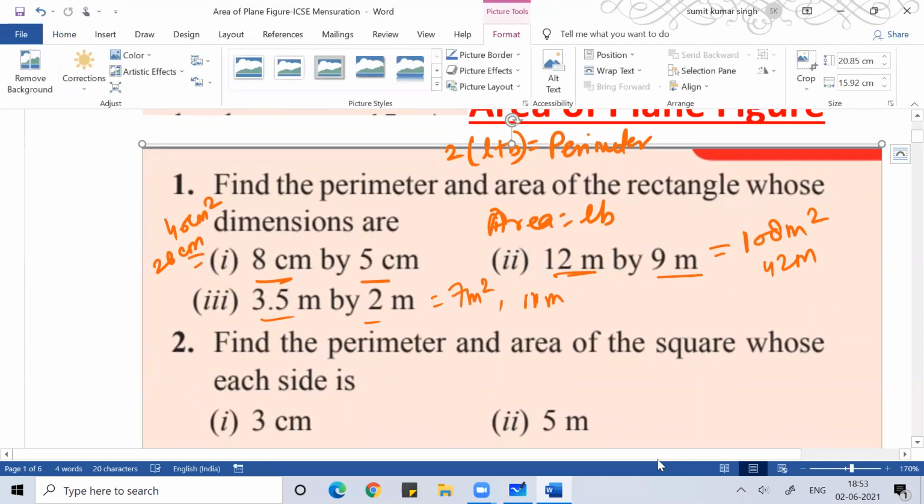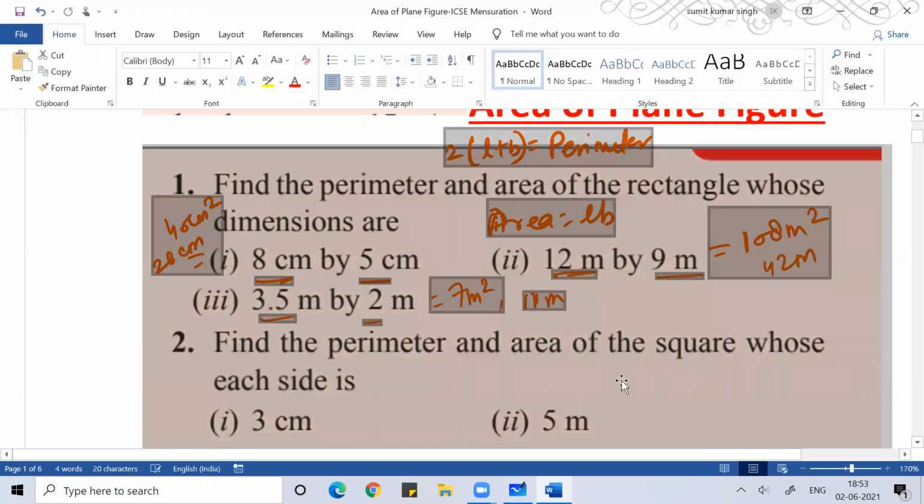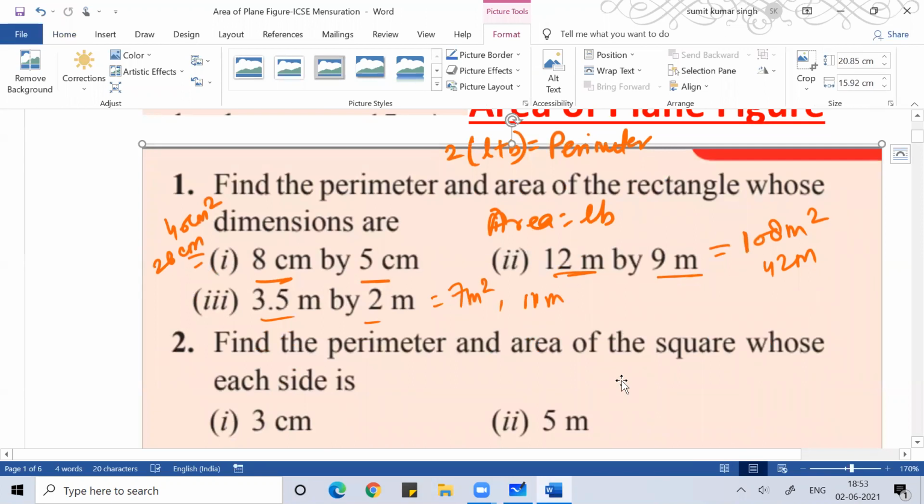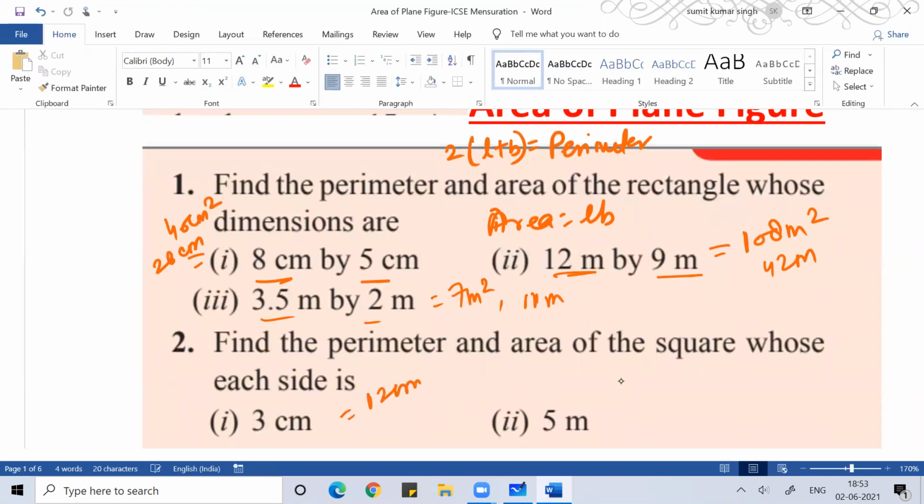And the perimeter and area of a square, each side is the same. 4 into 3, so 12 is the perimeter. 12 centimeter is the perimeter, and the area is 3 into 3, 9 centimeter square. Next, 25 meter square, side 5, and 4 into 5 is 20 meter.